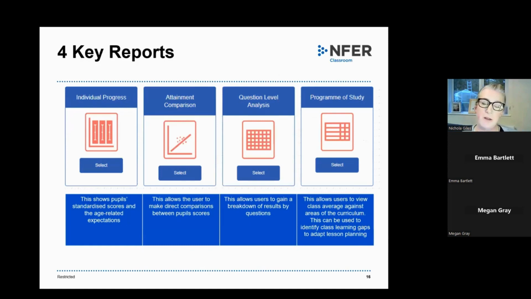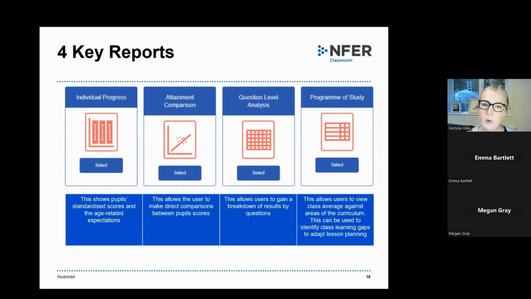So within the tool, there are 4 reports. There is also a section called View Results, and I will look at that. There is individual progress, and this will show pupils a standardised score and an age-related expectation, and you'll be able to see the journey of a pupil over time. So again, talking about that progress and how there might be dips. Children don't necessarily learn like that or even learn like this.